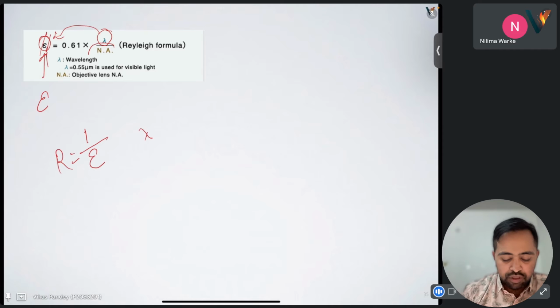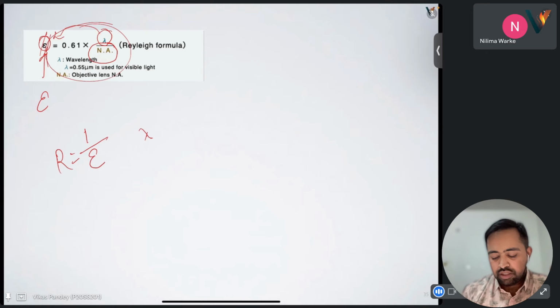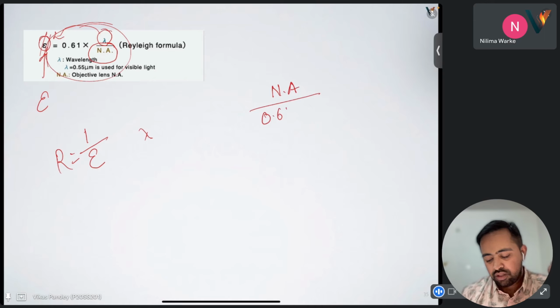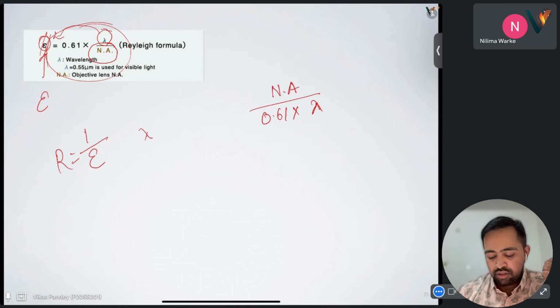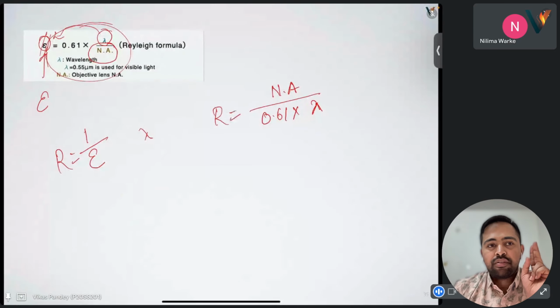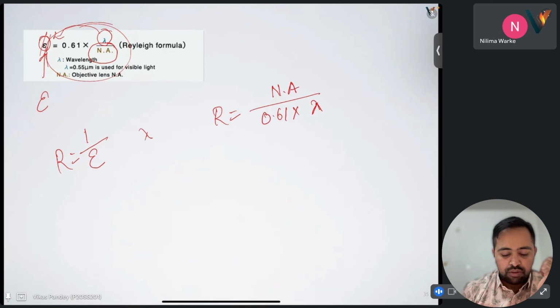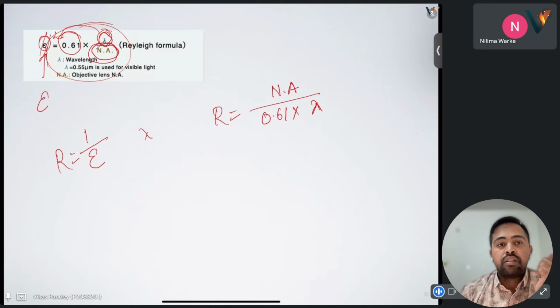So it is directly proportional to, so if we invert this, it will be something like numerical aperture by 0.61 into lambda. Okay. So lower wavelength will give us better resolution. The Rayleigh criterion says that to distinguish between two things, the minimum distance required will depend on this constant 0.61 lambda and the numerical aperture of the lens.